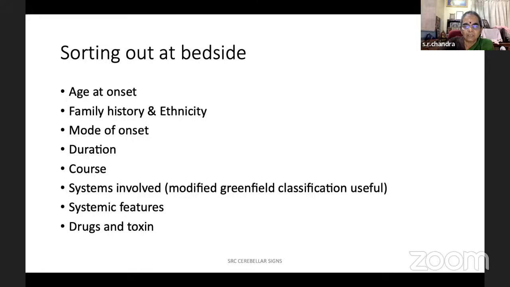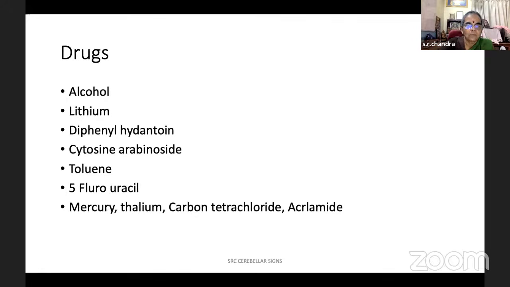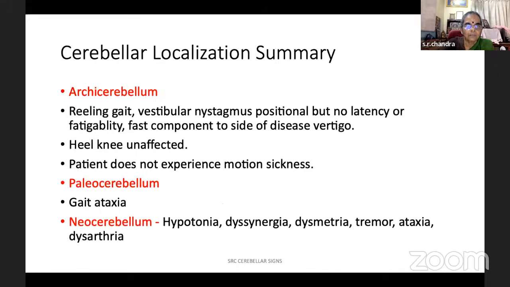I have discussed such cases with some of the students in the olden classes, and I have elaborated what this Greenfield's classification is. Then what are the systemic features in the patient, and what are all the drugs and toxins the patient is exposed to. We know so many drugs which produce cerebellar dysfunction.